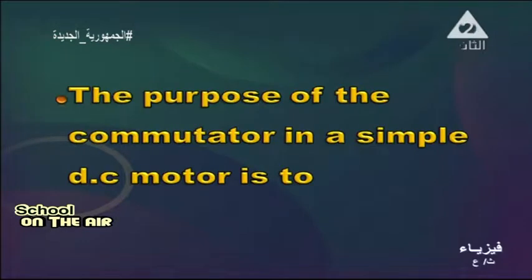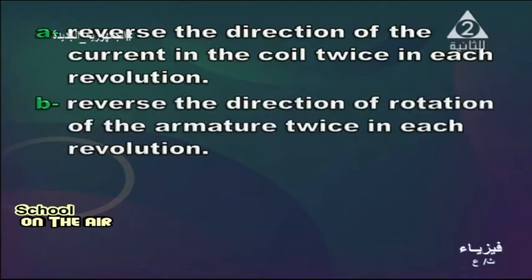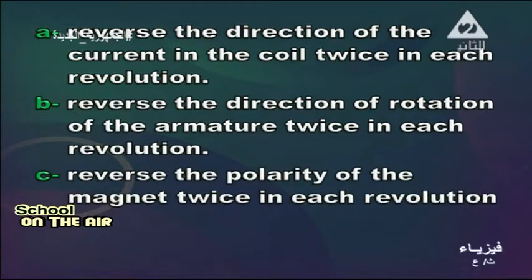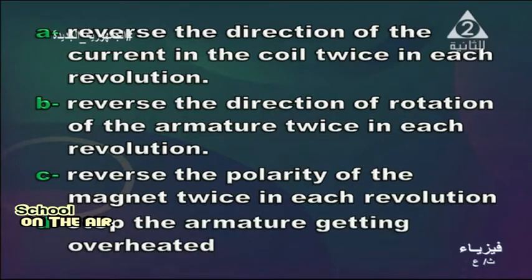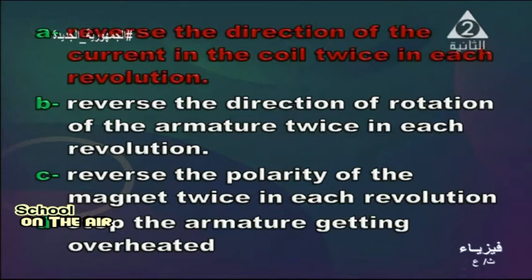Another choice, and this is very important: the purpose of the commutator in a simple DC motor is, what is the function of the commutator? Is it, first choice, to reverse the direction of the current in the coil twice in each revolution, to reverse the direction of rotation of the armature twice, or to reverse the polarity of the magnet to stop the armature getting overheated? Of course, it is the first choice, to reverse the direction of the current in the coil twice in each revolution.